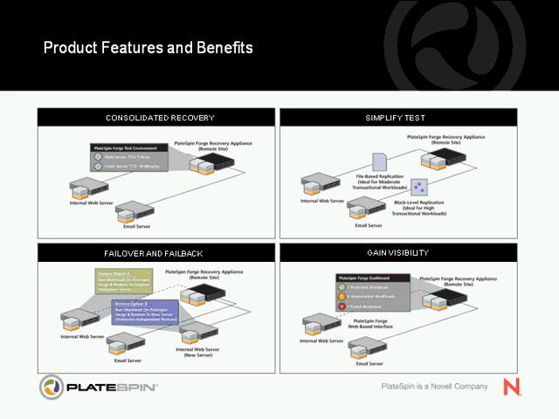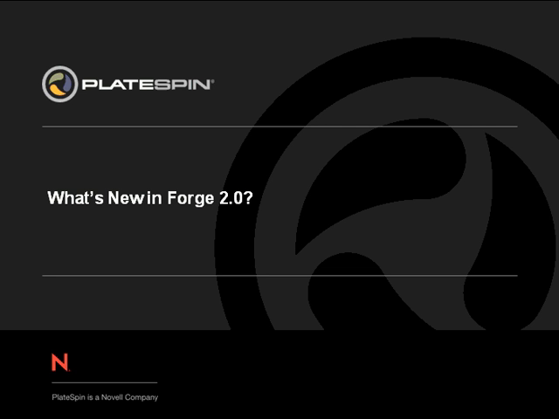So just in quick summary, some of the core functionality here of Forge, being able to give you consolidated recovery, simplifying your testing procedure, giving you advanced failover and very flexible failback, and gaining visibility through alerting and reporting. Some great features of Forge itself. So now let's move on to what's new in Forge 2.0.